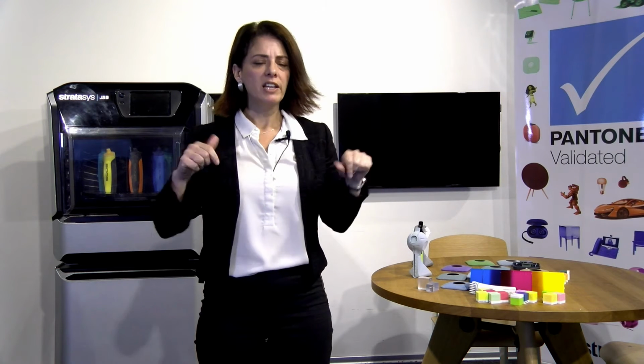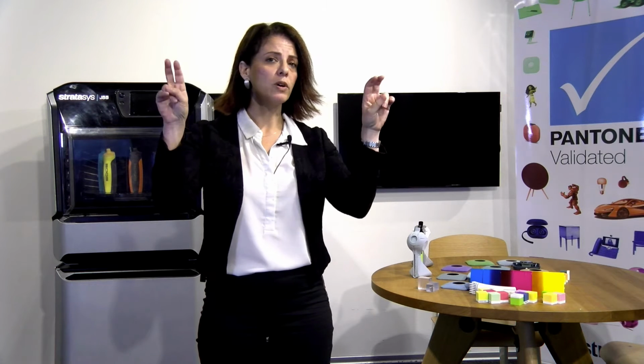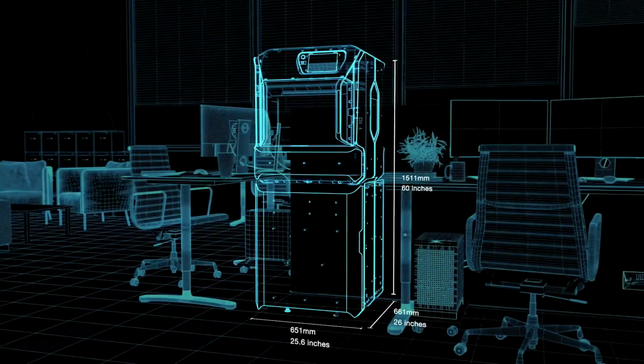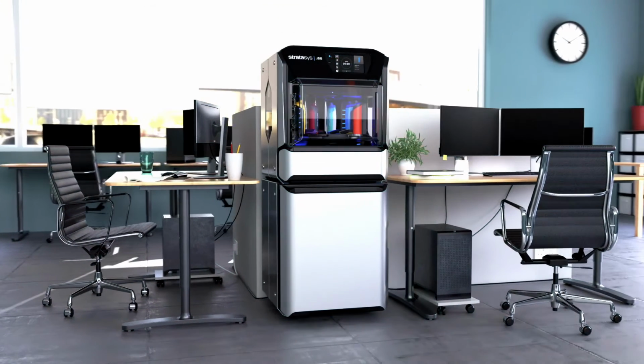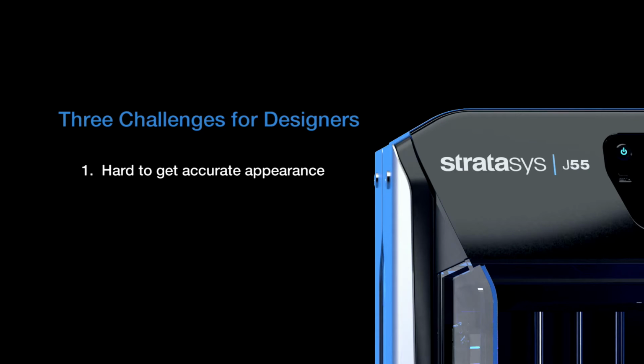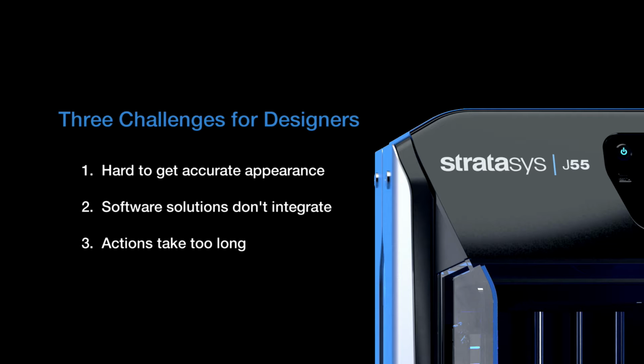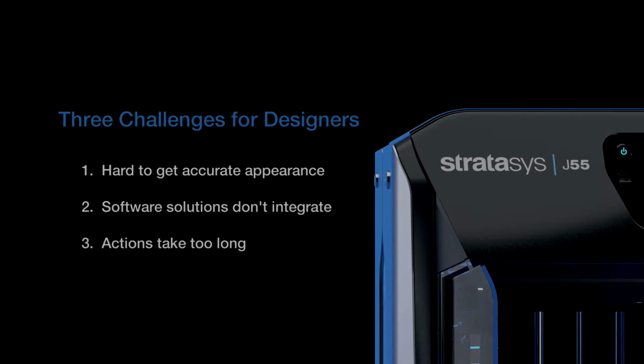Some designers who are already using 3D printed models find it hard to reach their design intent with accurate color and often have to use multiple software applications which do not integrate. We call this the broken flow. Designers need an easy way to 3D print their models in-house. They're facing three types of challenges: getting accurate appearance in the 3D model to match their design intent, a simplified workflow which they do not have today, working with multiple applications that do not integrate, and finally, actions that take too long.